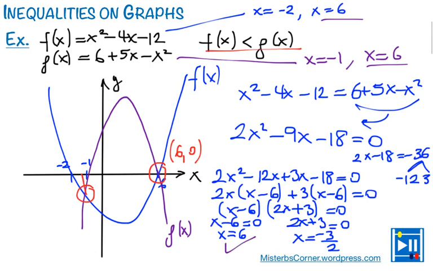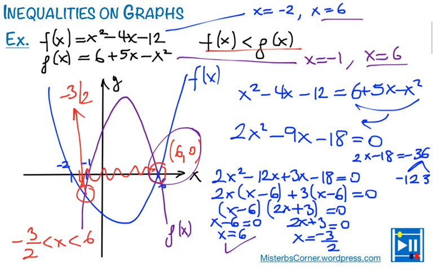And the solution is x equals 6. Well, we know that it's here. And x equals negative 3 over 2. So this is the value I'm looking for, negative 3 over 2. And my final answer would be that the x values in between negative 3 over 2 and 6 will satisfy this inequality, because as you can see, the function f is below the function g in this region.